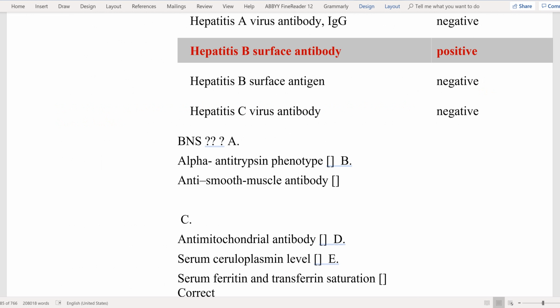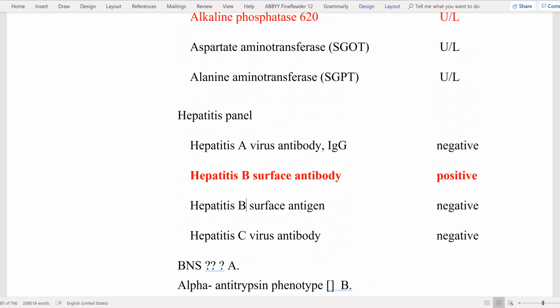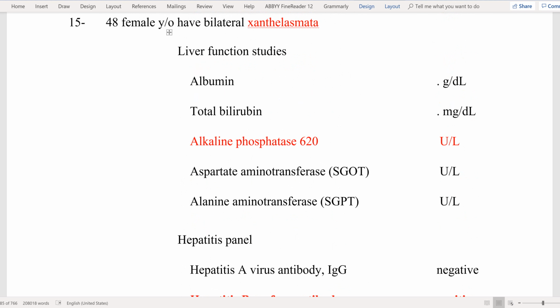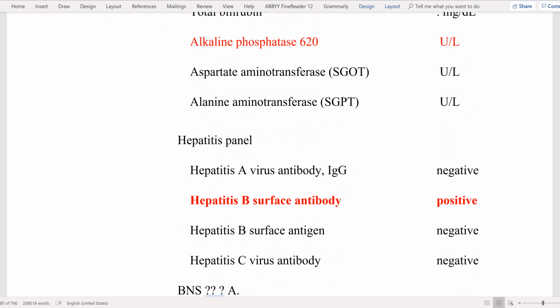Excellent. You see, you're going through at a very high level; in the exam, it's even easier than this question. You got a lot of information and got the answer. In the exam, they will tell you there's pruritus, fatigue, they may have had arthritis, right upper quadrant pain. But you figured it out from just xanthelasma, alkaline phosphatase, and hepatitis B positive. So this one is primary biliary cholangitis.